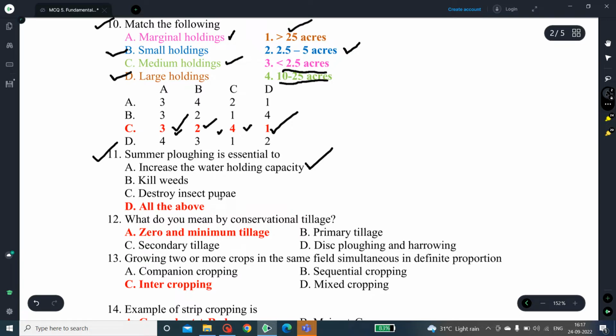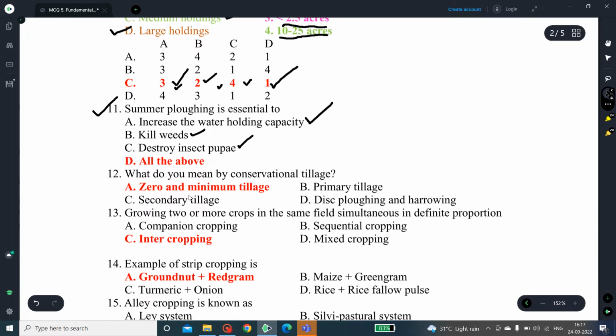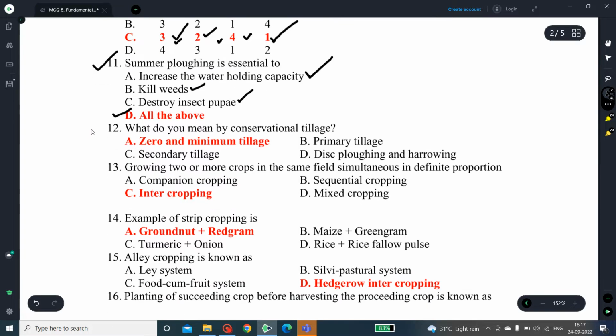This is also the correct answer. To kill the weeds, correct answer. Destroy insect pupae, also the correct answer. So the correct option is all the above, that is all A, B and C are the correct answer for the 11th question. And the question number 12, what do you mean by conservational tillage?